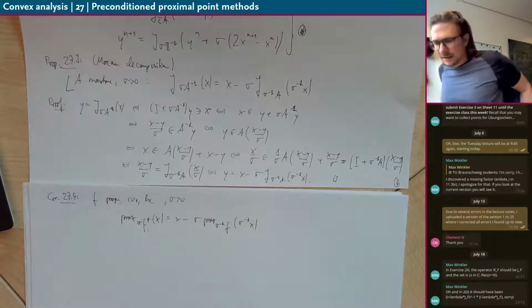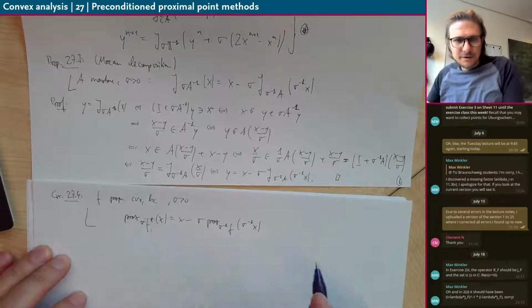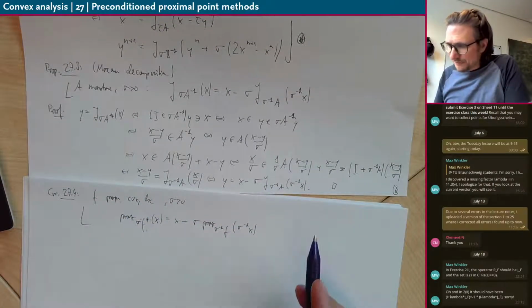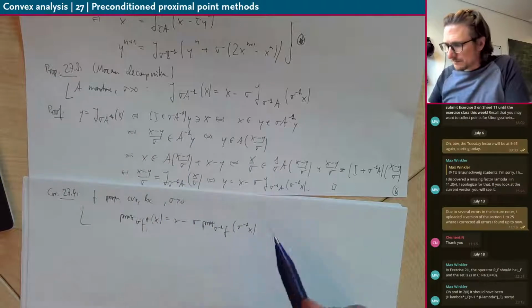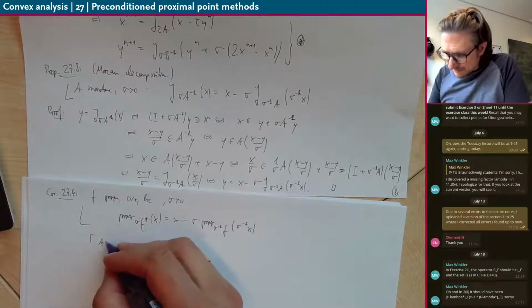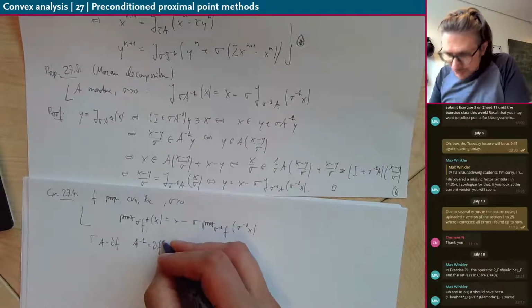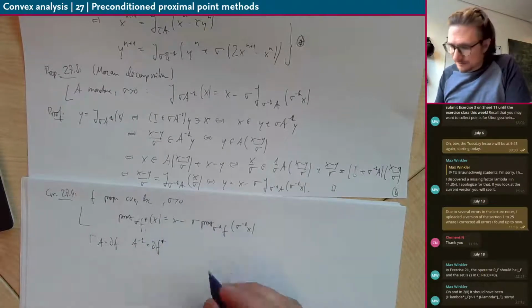Okay, so this is just replacing A by the subgradient of f. So A is the subgradient of f, and then A to the minus 1 is the subgradient of f conjugate, by subgradient inversion, and that's it.